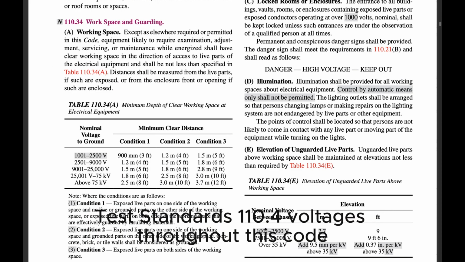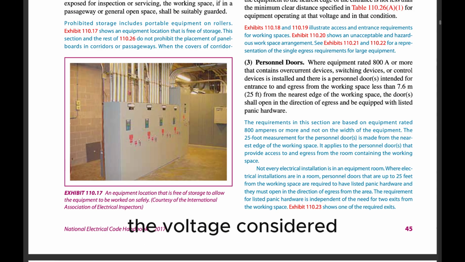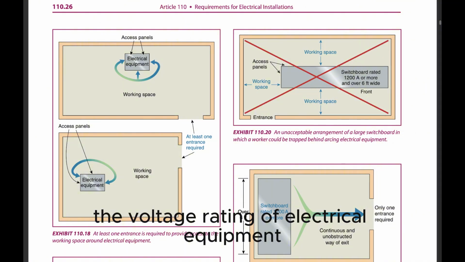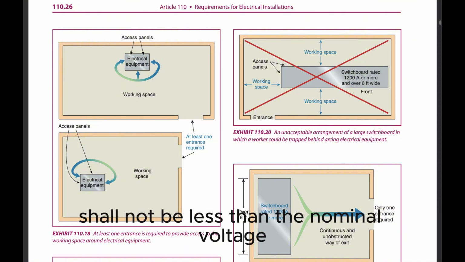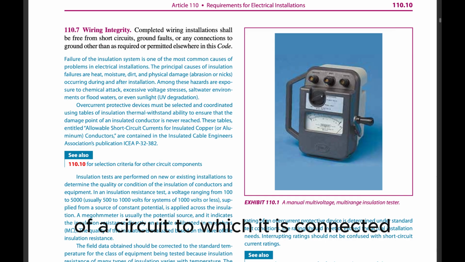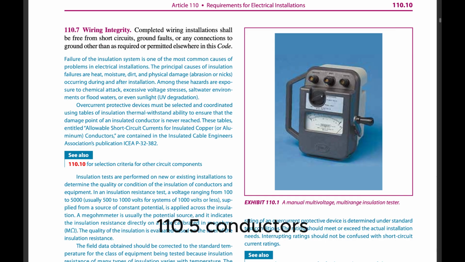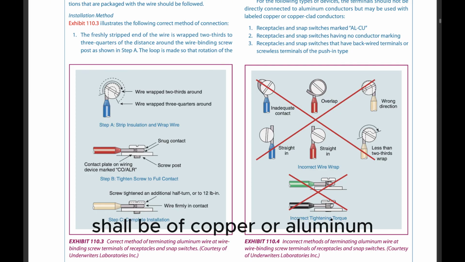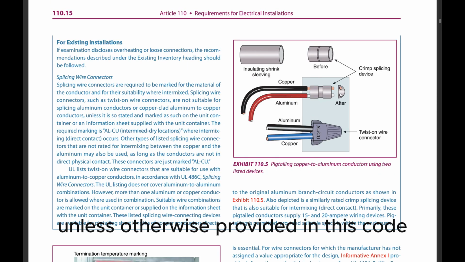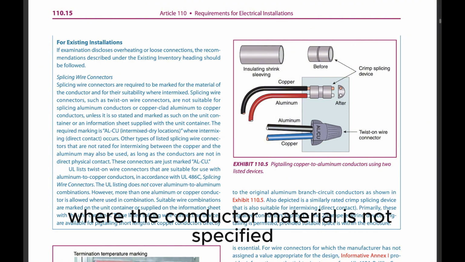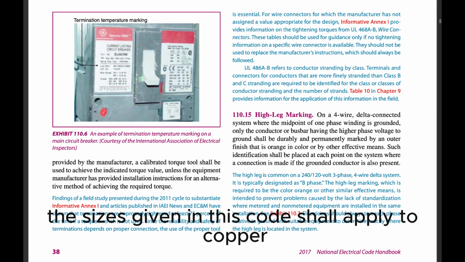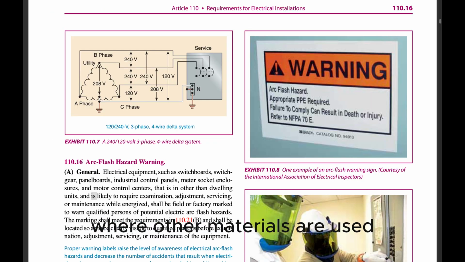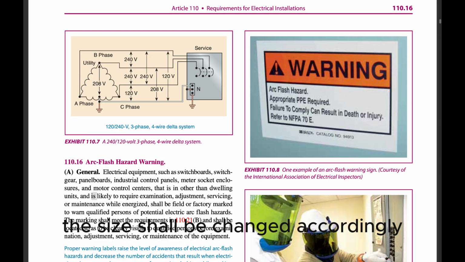110.4 Voltages. Throughout this code, the voltage considered shall be that at which the circuit operates. The voltage rating of electrical equipment shall not be less than the nominal voltage of a circuit to which it is connected. 110.5 Conductors. Conductors normally used to carry current shall be of copper or aluminum unless otherwise provided in this code. Where the conductor material is not specified, the sizes given in this code shall apply to copper conductors. Where other materials are used, the size shall be changed accordingly.